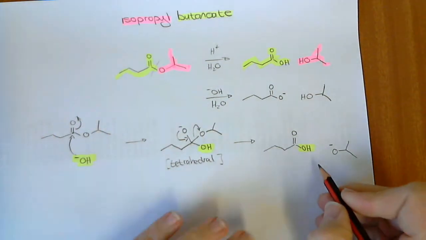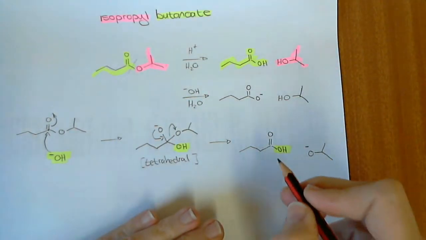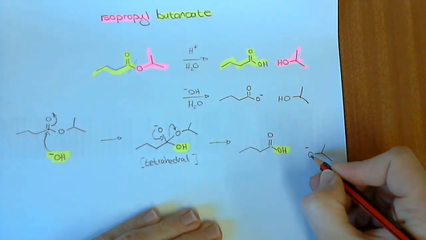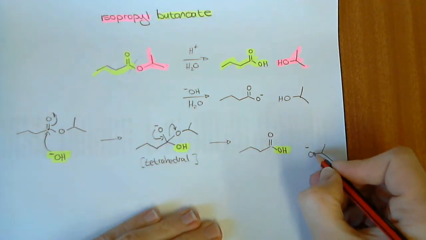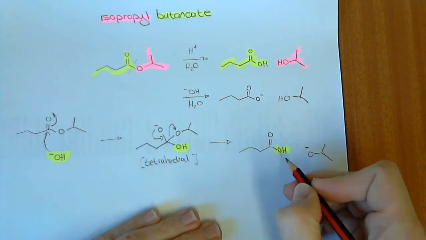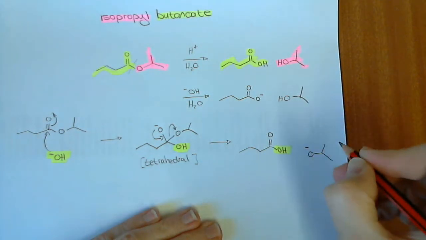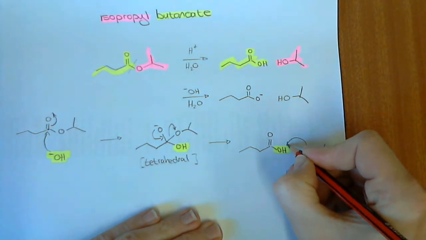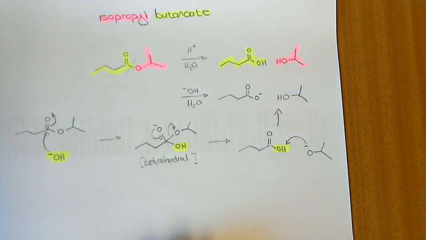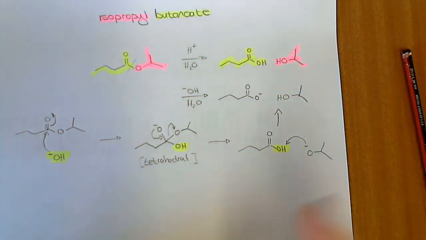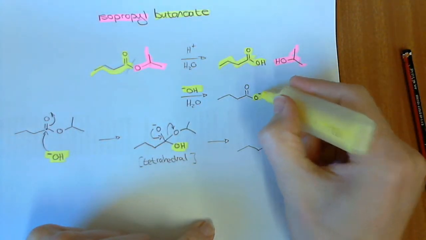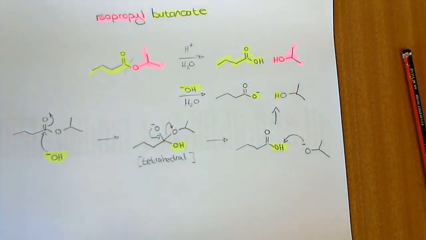It's now formed this. The problem with this as the final product is that isopropyl oxide, which was kicked out, is an O minus and it's a very, very strong base. And here we have an acid, and so this is not the final product. What has to happen is it has to go and pick up that H over there, and it gives us the final product there. So actually, in effect, this OH is this oxygen there and that hydrogen over there.